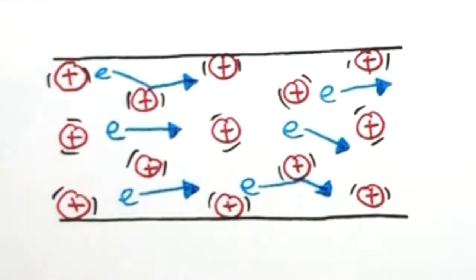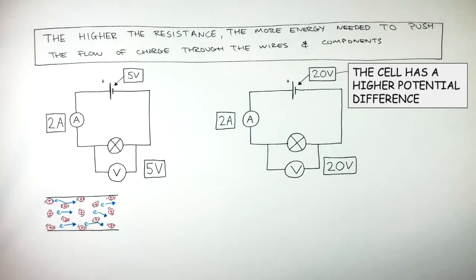And we know the electric current is the flow of charge per second. So because this electric current is 2 amps, this means 2 coulombs of charge is flowing per second. And we can see how not much energy is needed to force these electrons through the metal wire, as these electrons do not collide often with the vibrating metal positive ions.